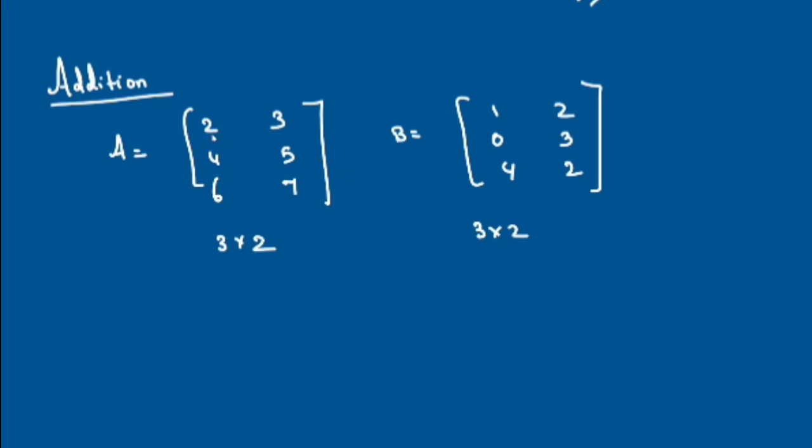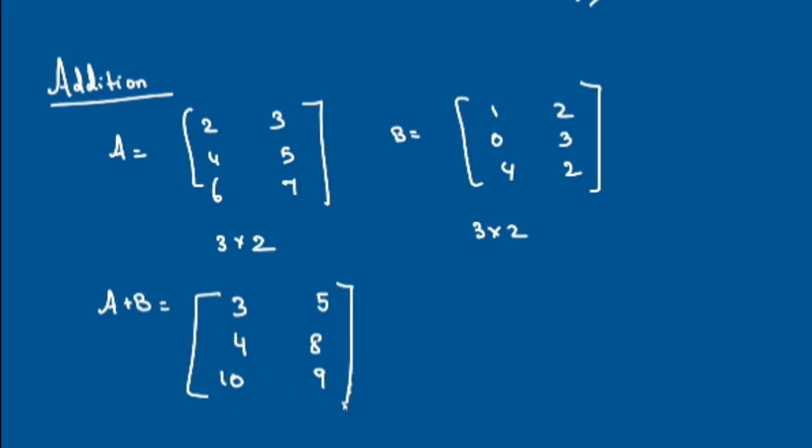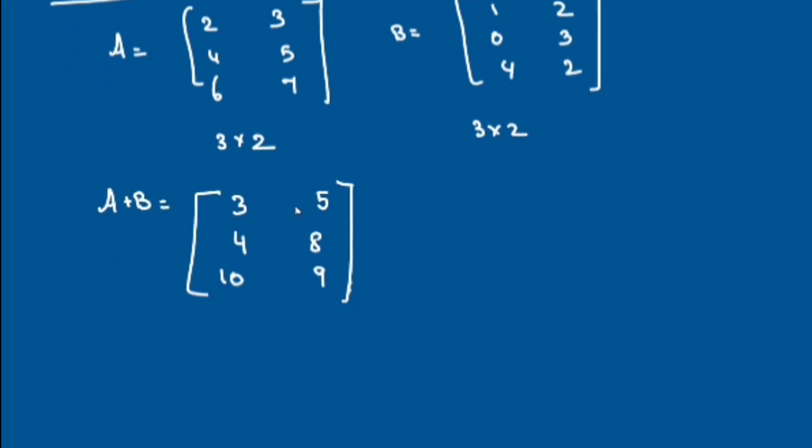How do you add? You just add the corresponding elements. So A plus B will be, just add the corresponding elements. 2 plus 1, 3. 3 plus 2, 5. This 3 and this 2. Then 4 plus 0. 5 plus 3. 6 plus 4. And 7 plus 2. So this is how you add two matrices. You can just add like this. That is about the addition.